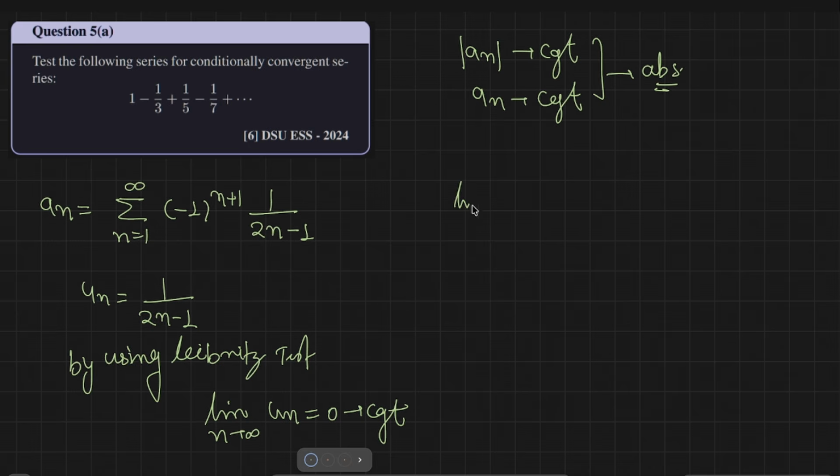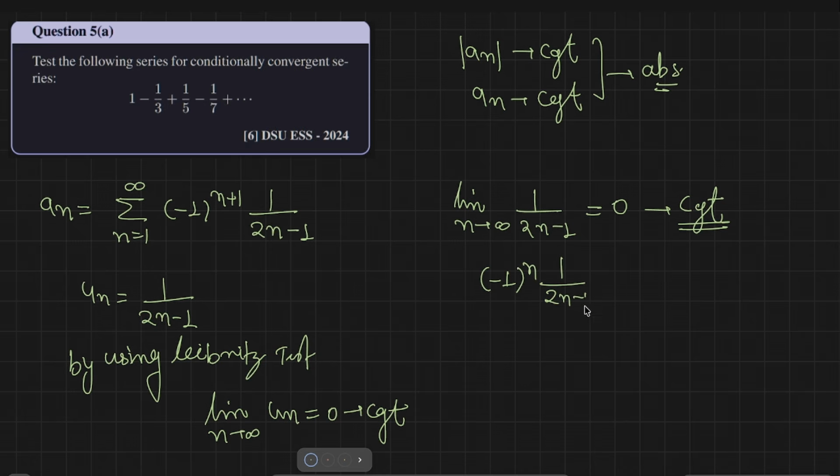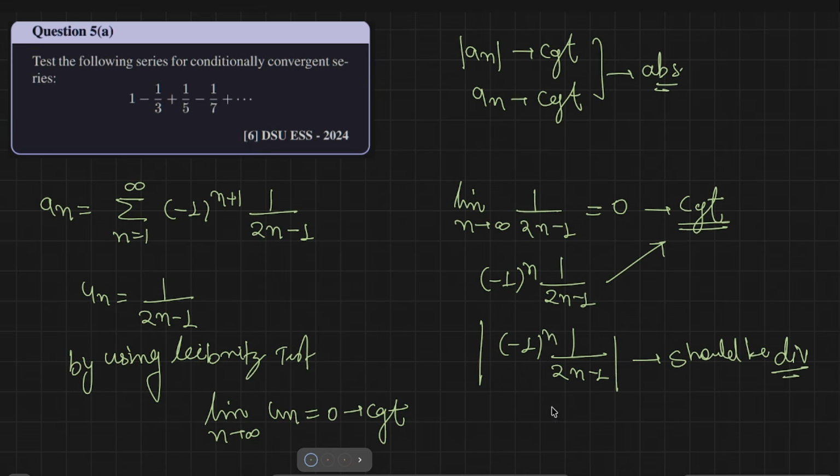Apply the limit as n tends to infinity: un is 1 upon 2n minus 1, and it is 0. When you put this, it means the series is convergent. What is convergent? Minus 1 power n, 1 upon 2n minus 1 is convergent. Now you have to see whether the mod of minus 1 power n, 1 upon 2n minus 1 is convergent or divergent. Because it is given that it is conditionally convergent, then it should be divergent. But how to check whether it is divergent or not?